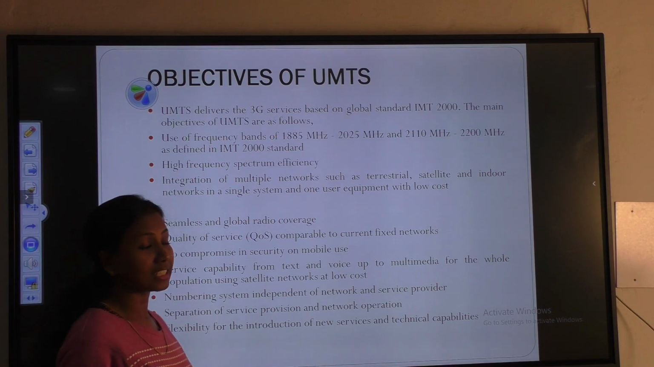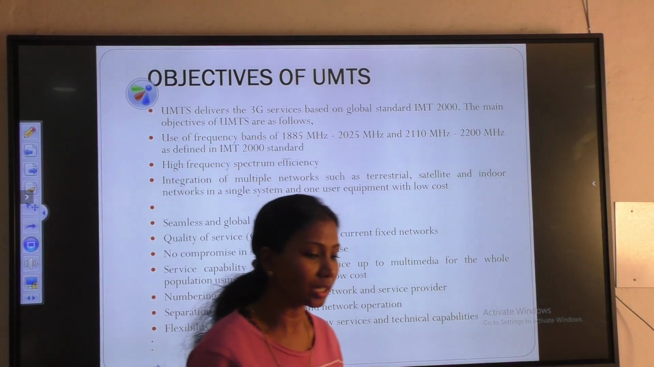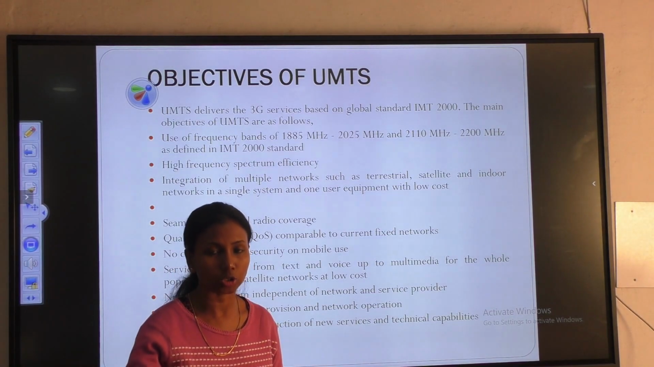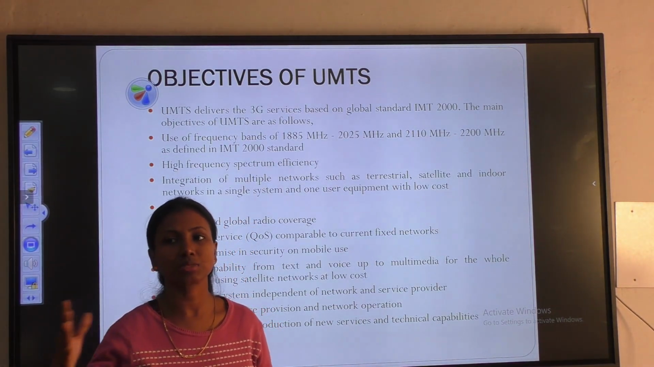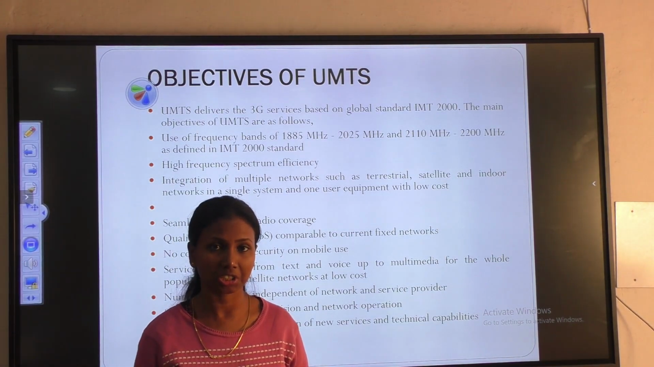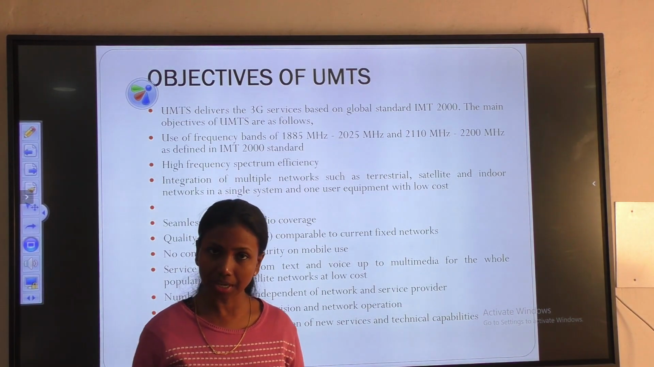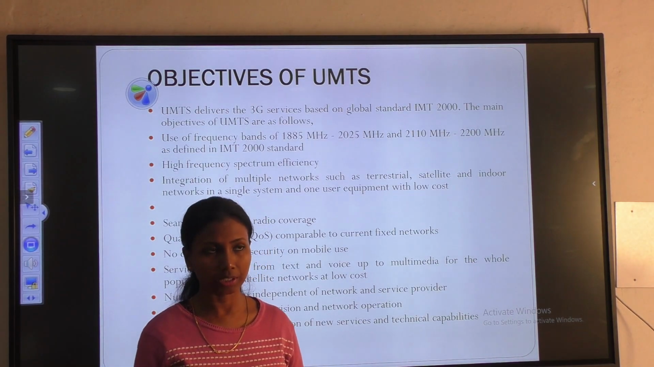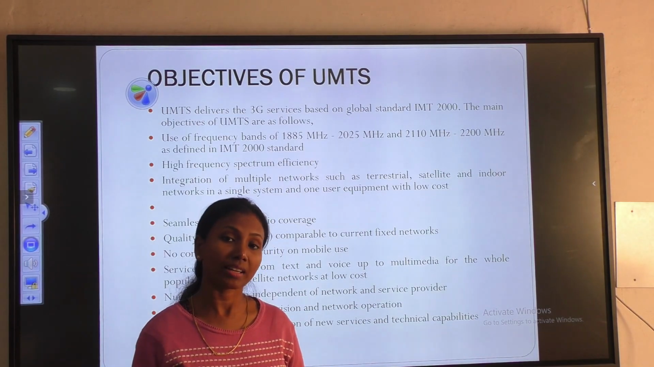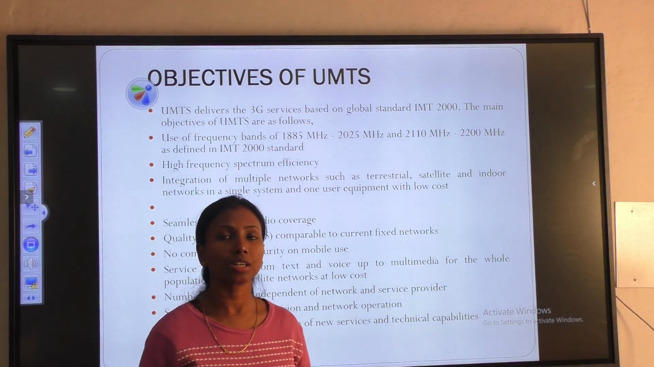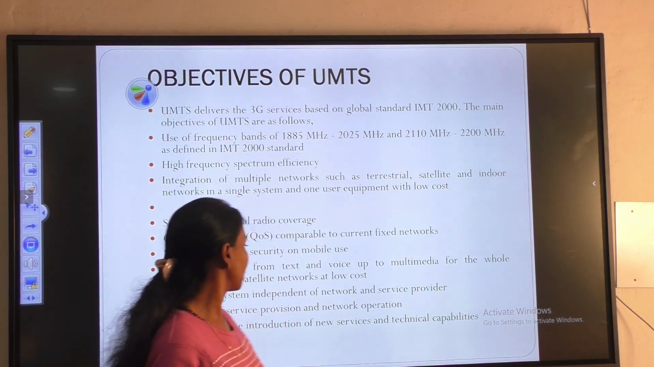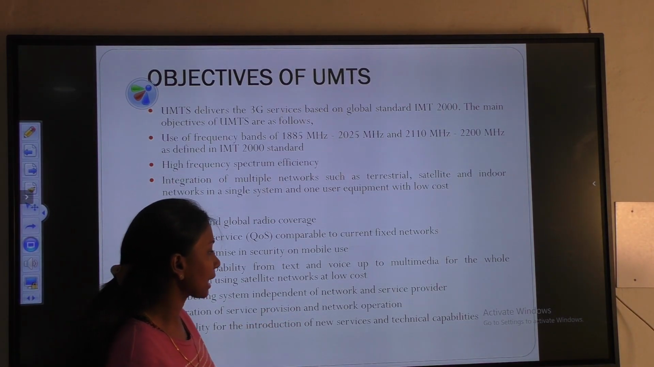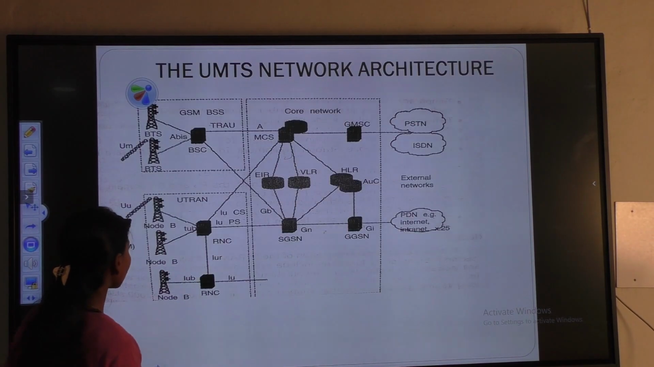Numbering system independent of network and service provider, because initially, whenever you are using wired connections, our concern is whether the wire is good or damaged, and how many systems we can communicate with when using networking devices, whether it is a switch or a router, where certain ports are there. So you can connect a few systems, 24 ports maybe. But whenever we are talking about wireless communication, in a network we can communicate with a large number of devices. So there is separation of service provision and network operation, and flexibility for introduction of new services and technical capabilities.